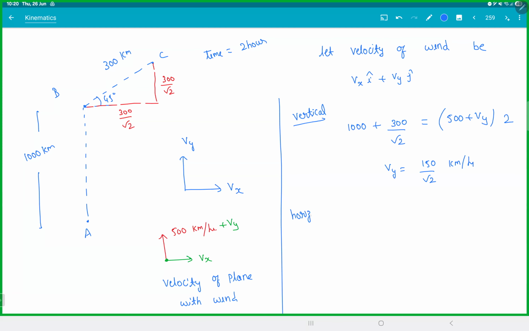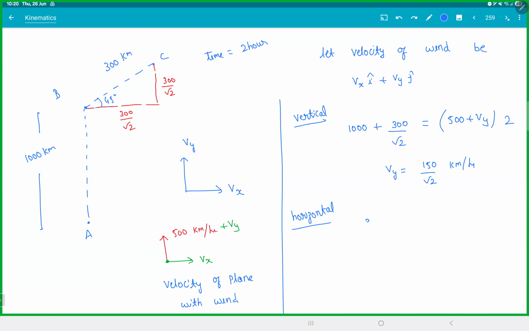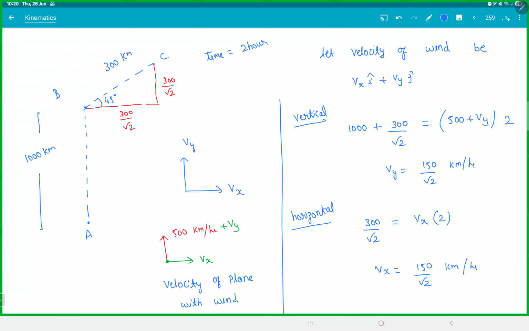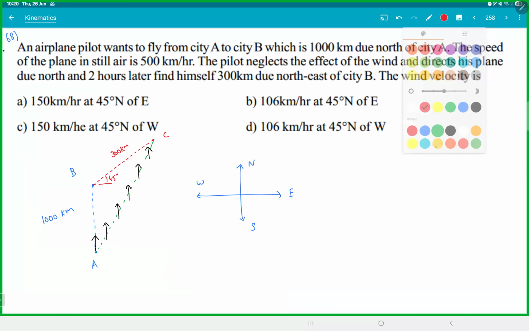In the horizontal direction, the plane has traveled how much? 300 by root 2. That came because of the wind only. This is equal to the horizontal wind into the time, which is 2 hours. So Vx is also 150 by root 2 kilometers per hour. There, you are done. So Vx and Vy is 150 by root 2, 150 by root 2. The speed will be 150 kilometers per hour, and the direction will be i cap, j cap, northeast. So first option.